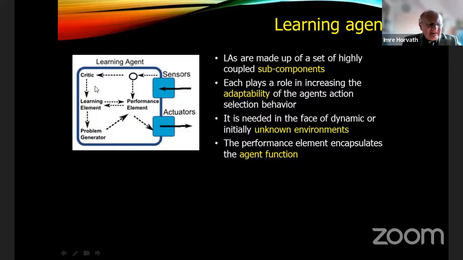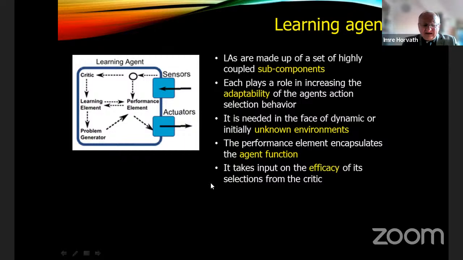The elements that I mentioned, namely the critique, the learning element, the problem generator, are a kind of auxiliary components, because the most important, most crucial element in this agent framework or even architecture is the performance element, which encapsulates the complete functionality of the agent.